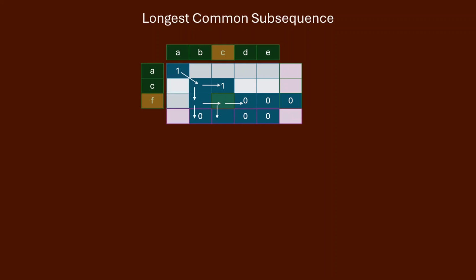For one cell, we already know the right cell, we already determined it is 0. And the bottom one, we know that it is a null character. So this is again 0. And we simply update the current cell to 0 because these two highlighted cells are 0. And the max of 0 and 0 is simply 0. So we have this value.